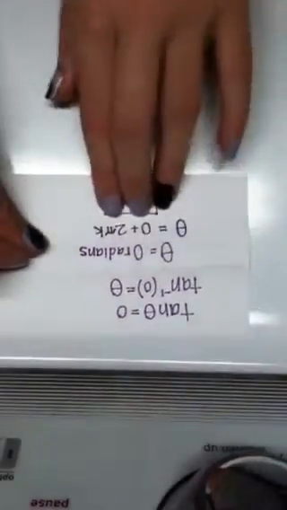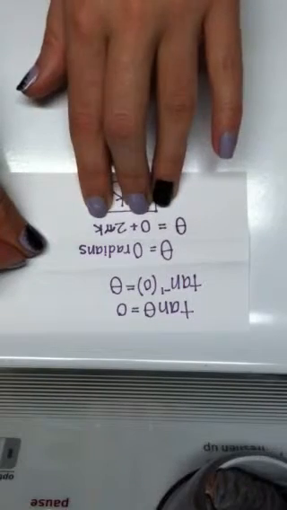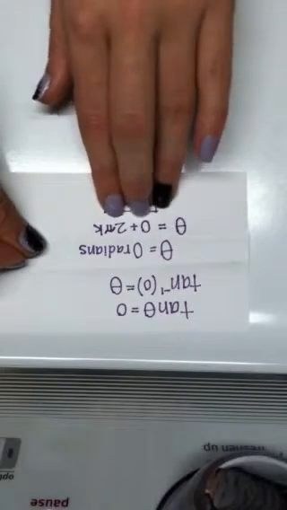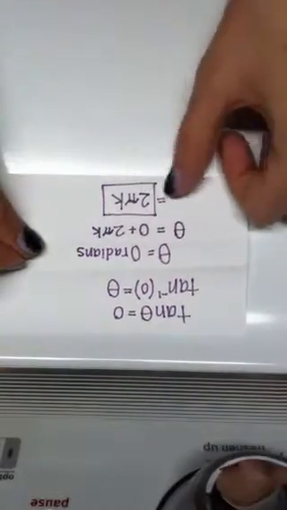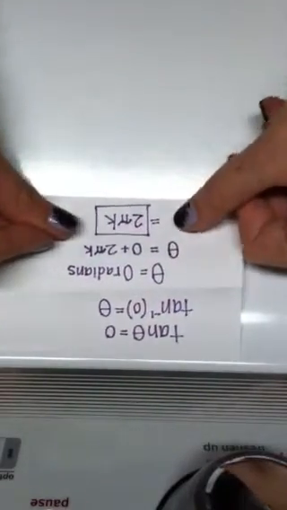So to really encompass all our answers, we have to write 0 plus 2 pi k, where k is any integer. And then since it's just a 0 out here, we can just get rid of that 0 and just have 2 pi k, which is our answer.